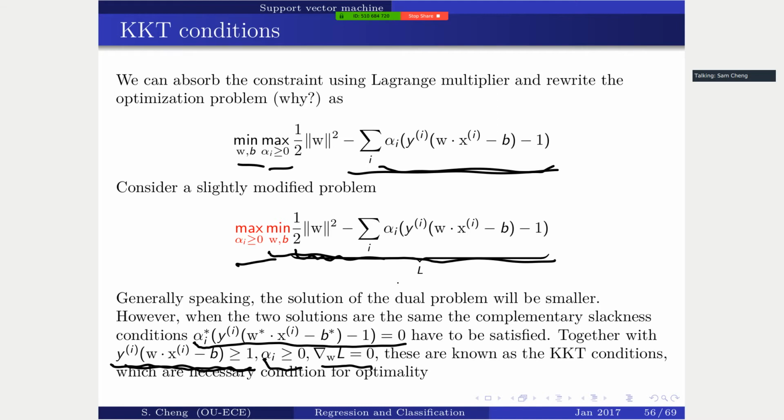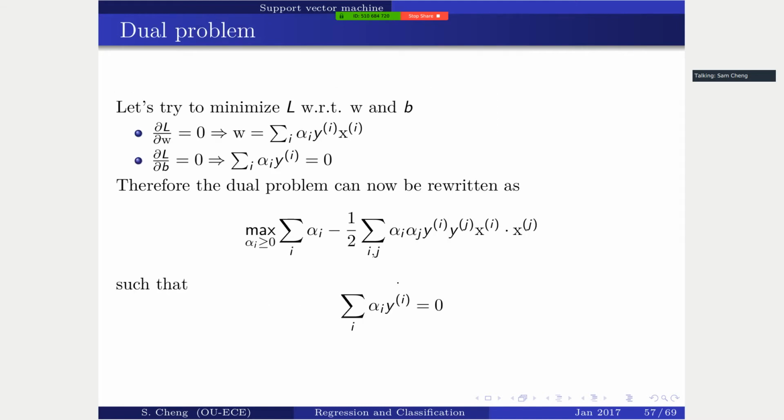Then we show that if the KKT condition is satisfied, and we try to solve the dual problem, then we have basically W equal to this, and then we also have, if we take the derivative with respect to B, we get this one also. Then eventually we have the dual problem is equal to this.